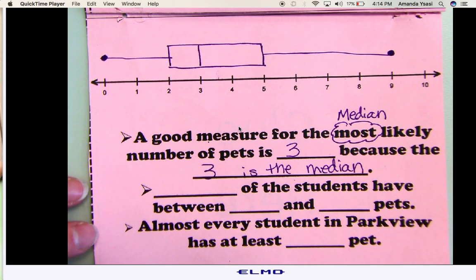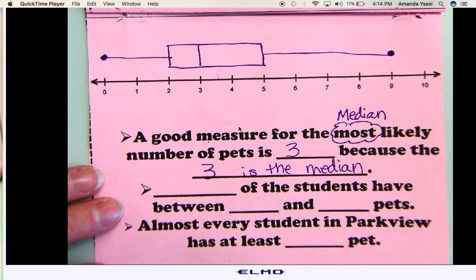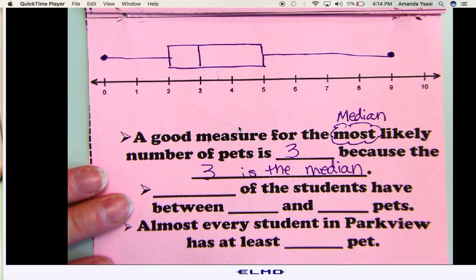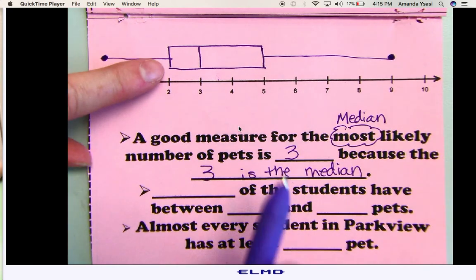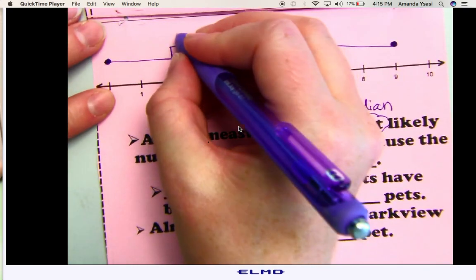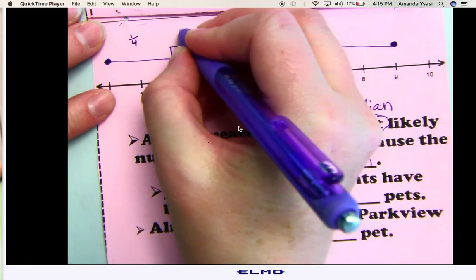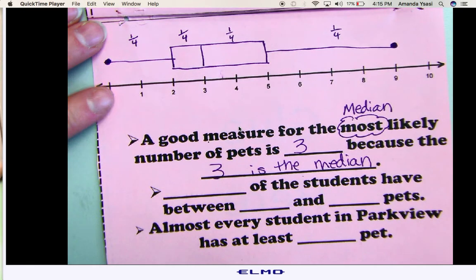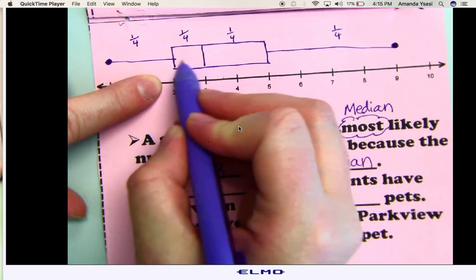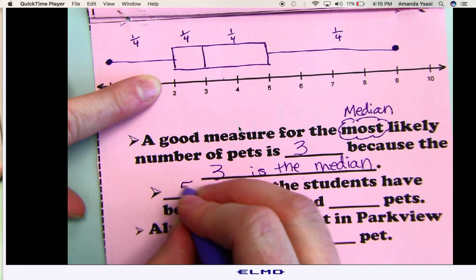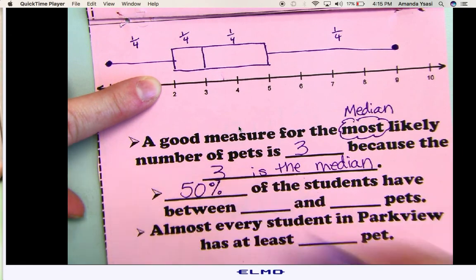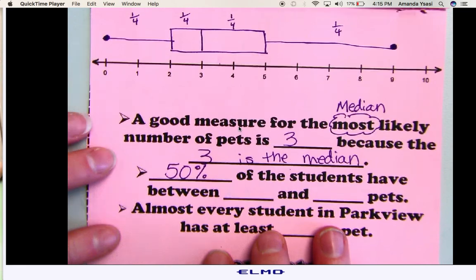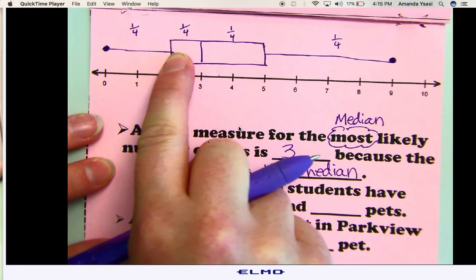Blank of the students have between blank and blank pets. So blank %, because this is, remember how we talked about this is 1/4, this is 1/4, this is 1/4, this is 1/4. So we are going to look at 1/4 and 1/4 make 50%. So 50%, and if you don't remember this, this is in the blue notes. So 50% lies in here.